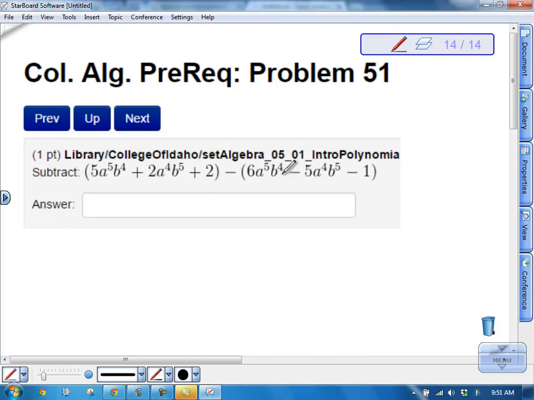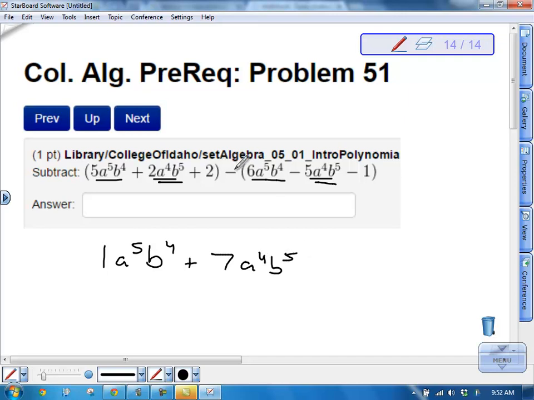All right, next problem wants you to subtract these two quantities. So we're looking for like terms. Like terms are wherever you have the same variable with the same exponent. So a to the fifth, b to the fourth, a to the fifth, b to the fourth. These are like terms right here. So we have 5 of those minus 6 of those, which gives you 1 of those. So it's 1 a to the fifth, b to the fourth, plus, now we're looking for a to the fourth, b to the fifth, which is here and here. Those are like terms. So we have 2 of those minus a negative 5 of those. So double negatives go positive and end up with positive 7 of those.